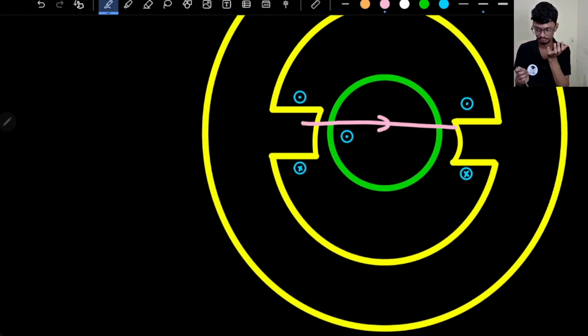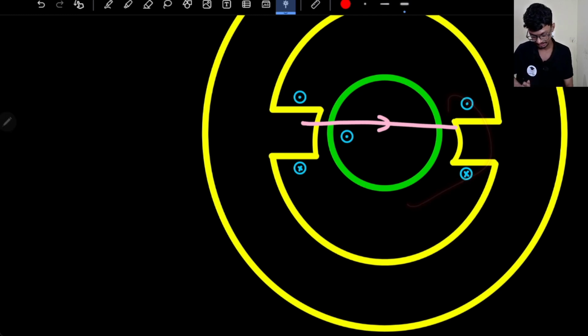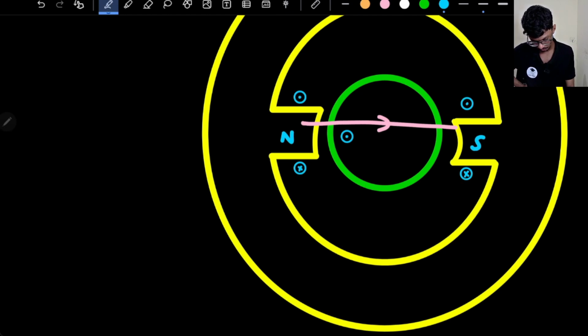If I just curl my fingers in the direction of the current for the field winding, this is going inwards, this is coming outwards. So inwards, then outwards, right? Top is outwards, bottom is inwards. So it's like the right hand side, right? For this case as well, it is the right hand side. So this will be the north pole, this will be the south pole, correct?